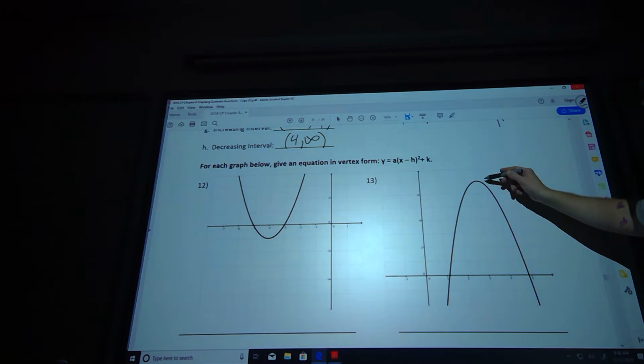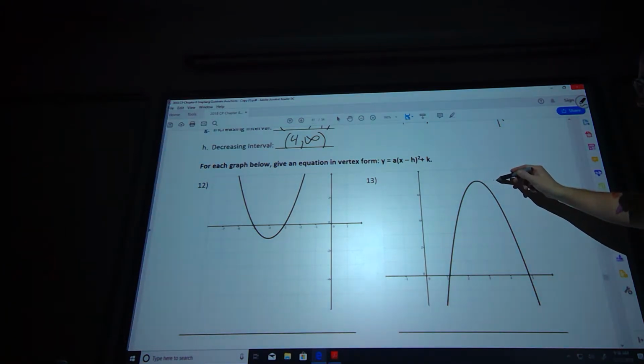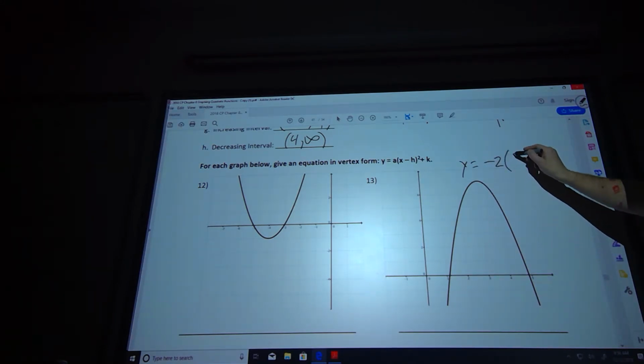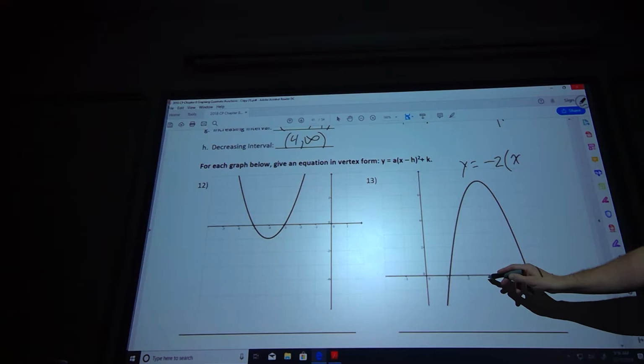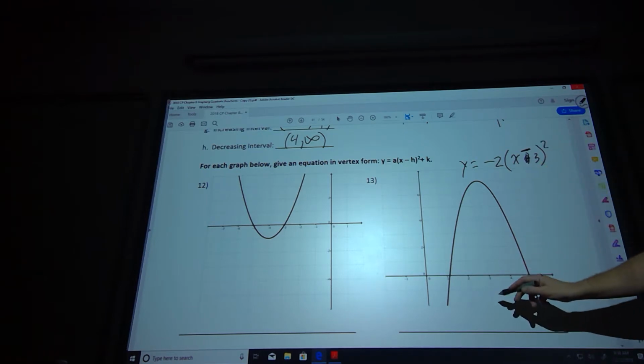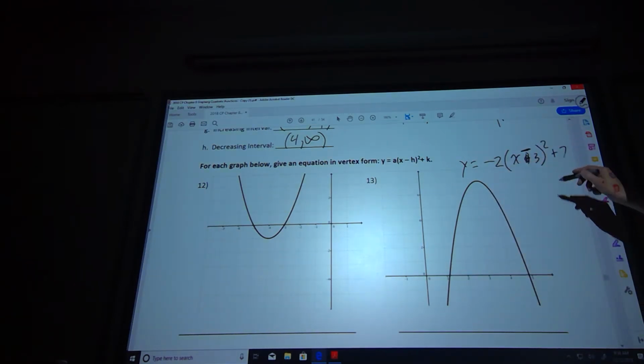Let's see. If I pattern graph, I'm going to go right 1, down 1, 2. So my a value has to be negative 2. So we got that. And then my vertex is at negative 3, so that'll be a plus, or excuse me, it's at positive 3, so that'll be a negative 3 squared and plus 7. That one's done.